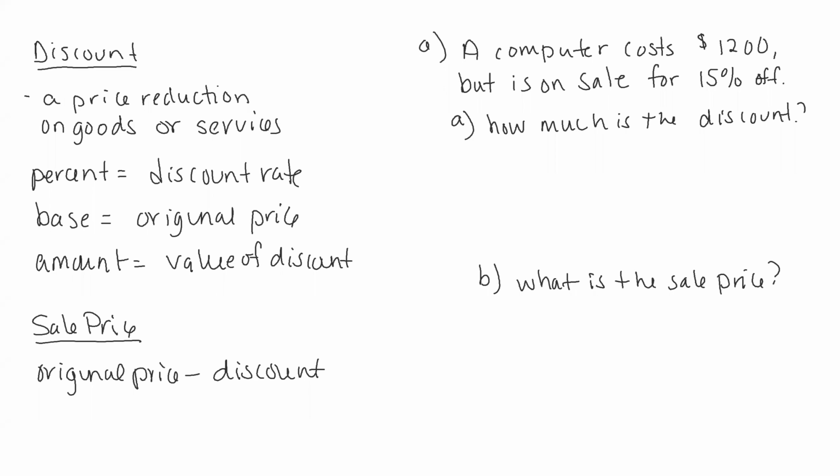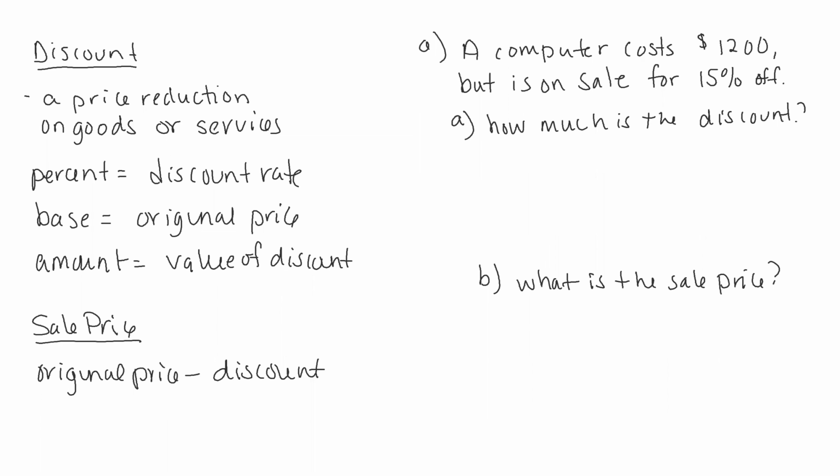Okay, so next up we have discount. Discount is a price reduction on goods or services. Most of us are pretty familiar with discounts because we use them daily when we're shopping. In a discount problem, the percent is going to be the discount rate. So if something is 15% off, that would be the discount rate. The base is the original pre-discounted price, and the amount is the dollar value of the discount. A lot of times when you do discount problems, you also have to find what's called a sale price, and that's just the original price minus the discount.